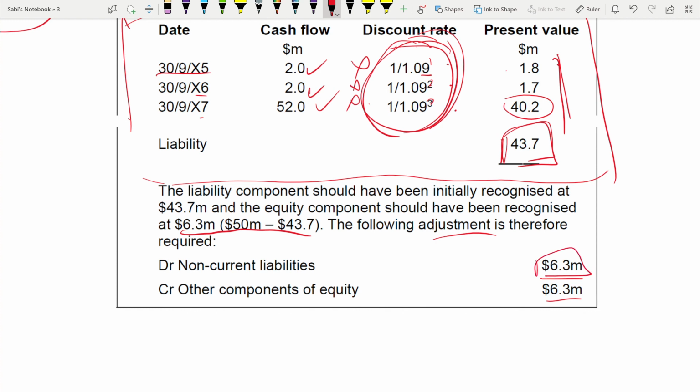Why debit 6.3? See, 50 million, right? Out of 50, liability is what? Only 43.7. So the balance you have to minus it from your non-current liability, which is 6.3 only. That's why debit non-current liability. I think that's it for this.